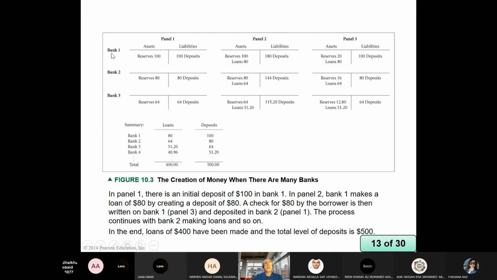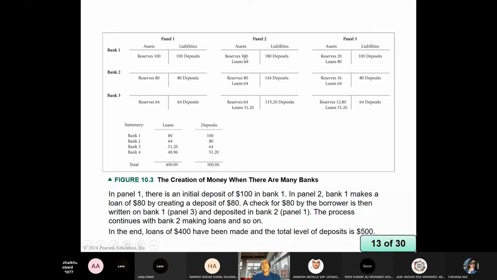So see here, let's start with the first commercial bank. Let's start with this story. Salim deposits 100 dirham in this commercial bank. This commercial bank puts 100 as a reserve. And then the required reserve ratio is 20%. So how did I calculate the 20% required reserve ratio? 20 divided by 100 times 100.